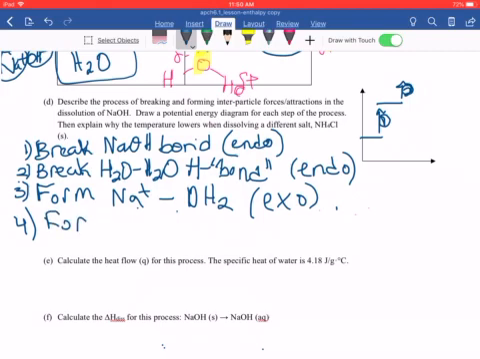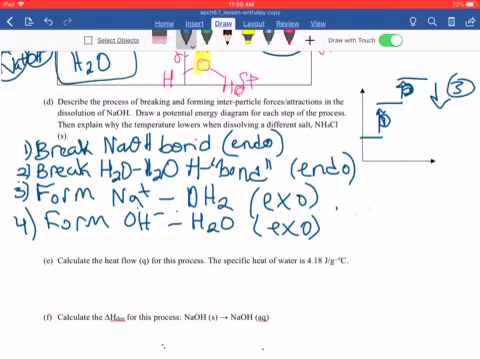We also had to form the hydroxide anion to the water, right? That's going to be attracted to the partial positive, the hydrogens. That is also exothermic. And so we're now here on our graph, we go down a little bit. That's our third step. And then we go down a little bit more. That's our fourth step. And notice that I drew the fourth one a little bit lower than the first step because overall our process is exothermic, right?